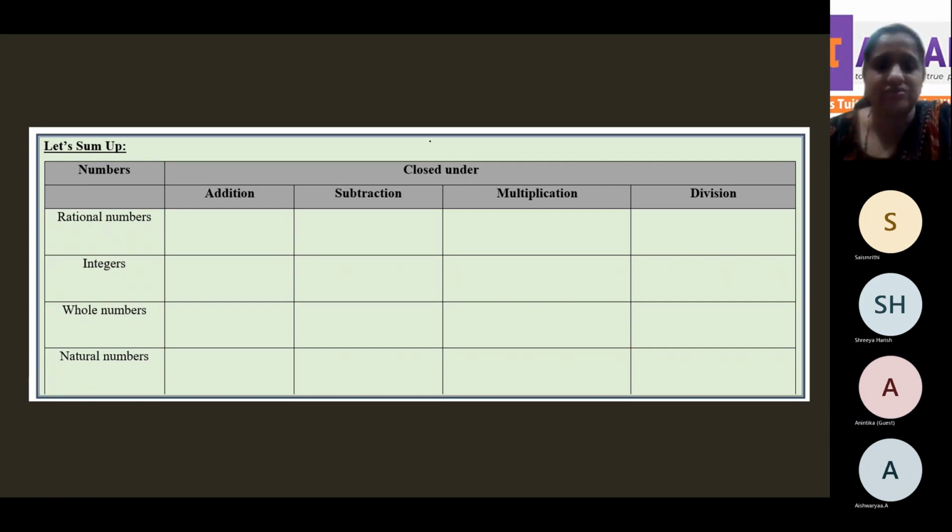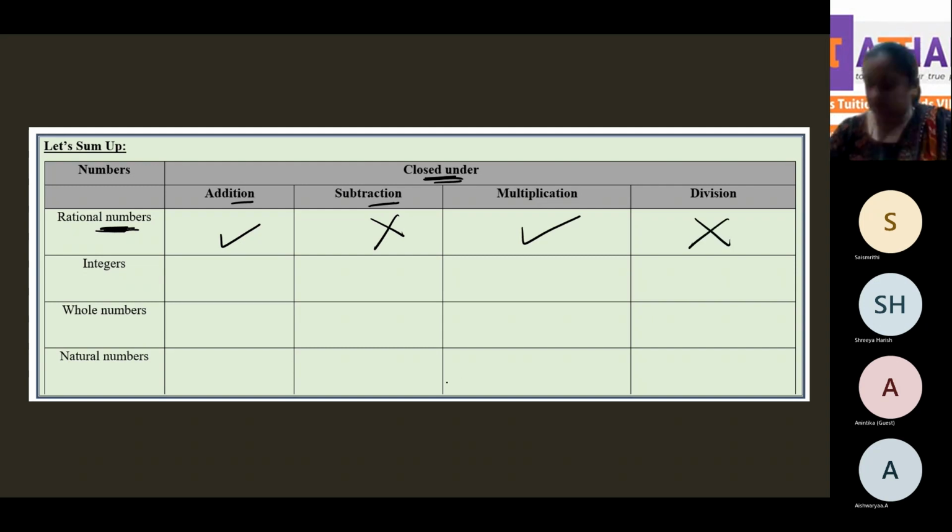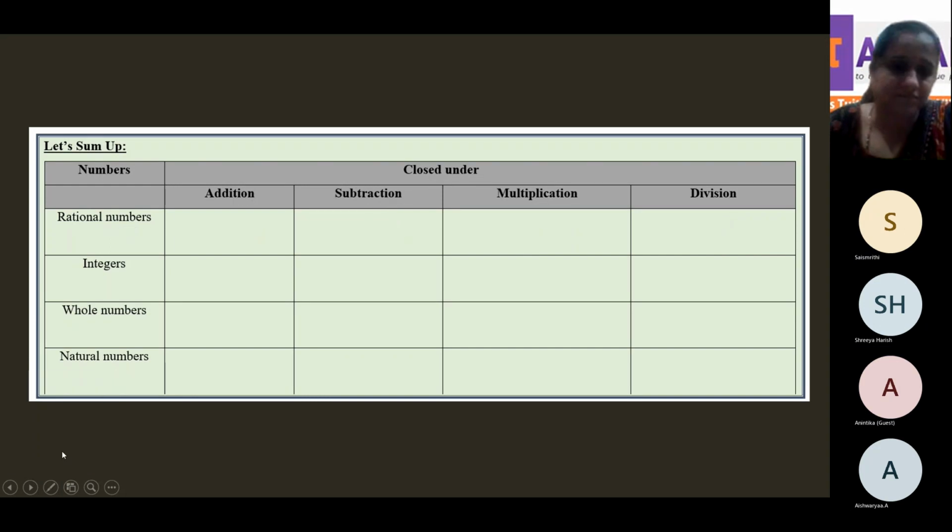So now how do you read this? Are rational numbers closed under addition? If yes, next. Are rational numbers closed under subtraction? If no, this. Are rational numbers closed under multiplication? If yes, if no, like this. Ma'am, we should do this as homework. Yes. We have understood all this in yesterday's session, right? Yes. You need to fill up this as homework, correct? Yes, ma'am.